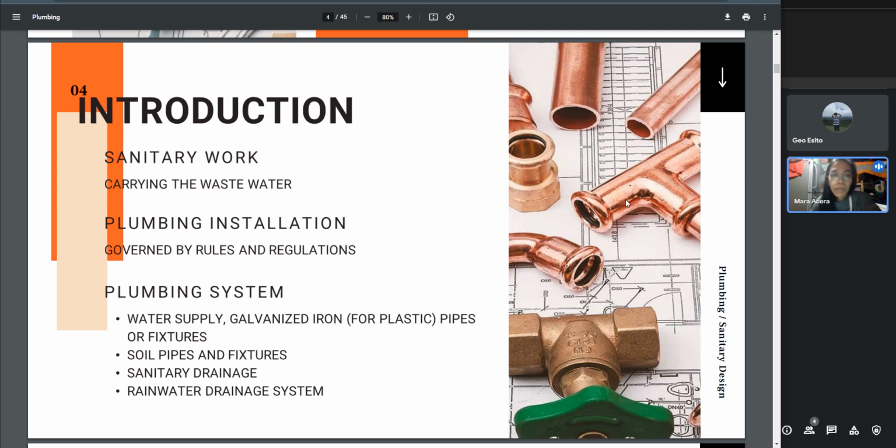A plumbing system consists of pipe fittings and appliances used for water supply and drainage. In this system, different pipes are used for different purposes. The plumbing system includes the water supply, the galvanized iron or plastic pipes and fixtures, soil pipes and fixtures, sanitary drainage, and the rainwater drainage system.